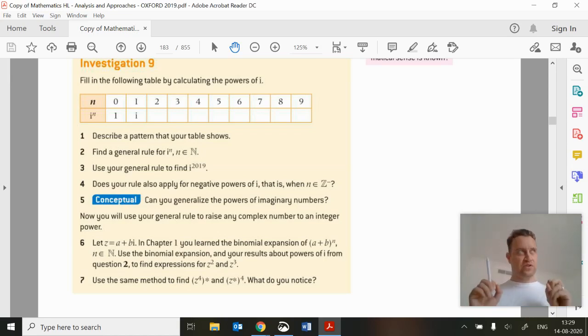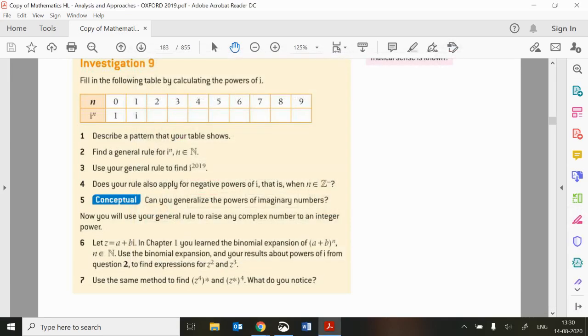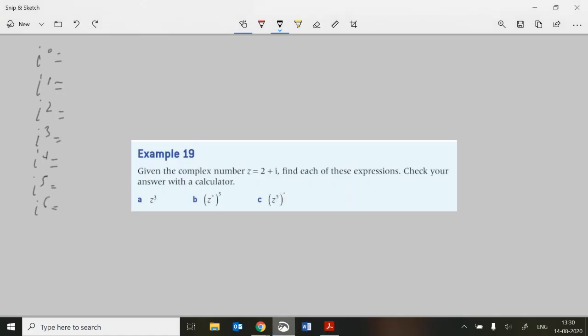It is worth just stopping and thinking about that, trying to write yourself a list, because that's going to turn up when we do binomial expansions, or using the binomial theorem with complex numbers to the power of n. Okay, so I've just set this one up on the side here.